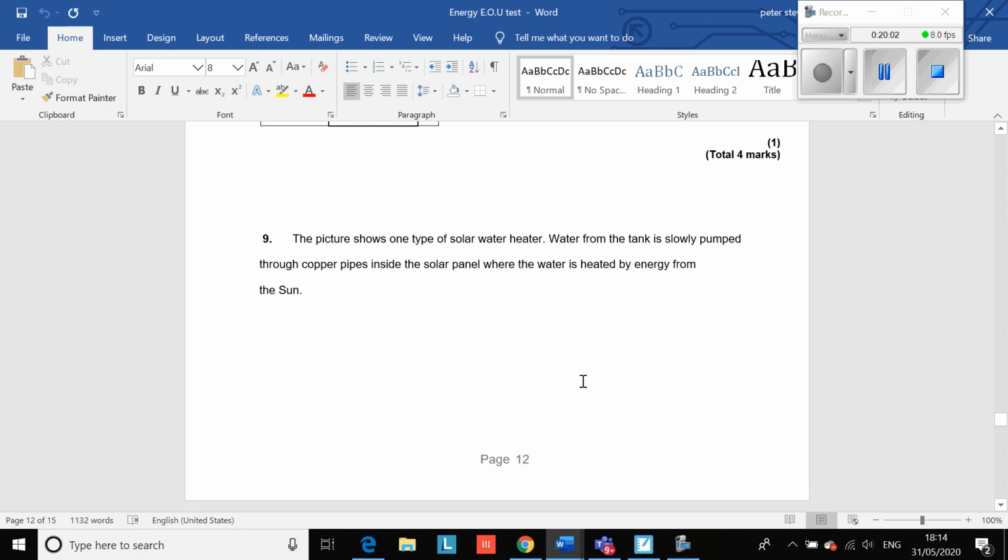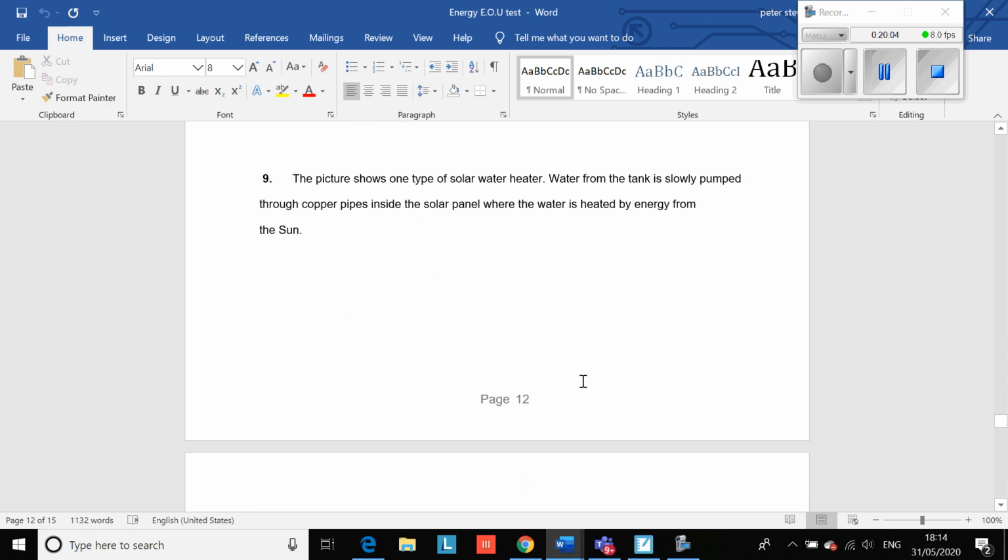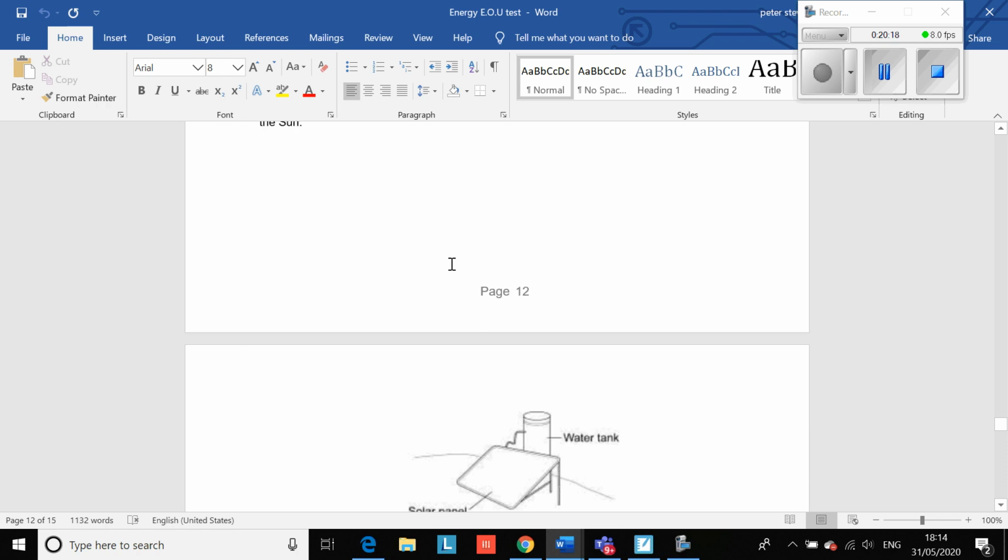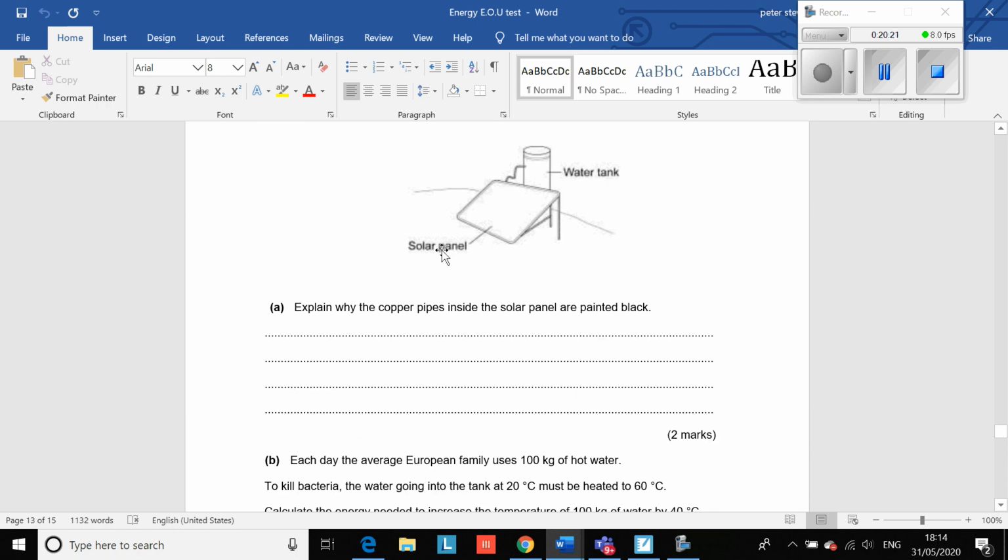Right, and then finally, question 9. This is the one where you have to do a little bit of maths. The picture shows one type of solar water heater. Water from the tank is slowly pumped through copper pipes inside a solar panel where water is heated by energy from the sun. And there's our diagram. Explain why the copper pipes inside the solar panels are painted black.